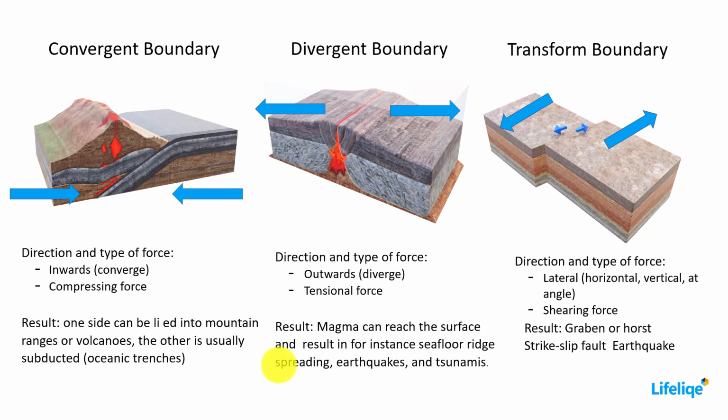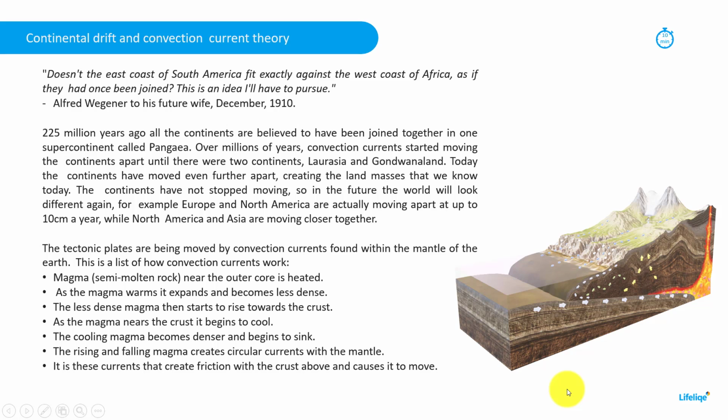And the result is a graben or a horst, and we get strike-slip faults and a great deal of earthquakes. You will learn more about fault zones and the San Andreas Fault in a future lab. So for this lab, make sure that you do understand these three main types of boundaries.